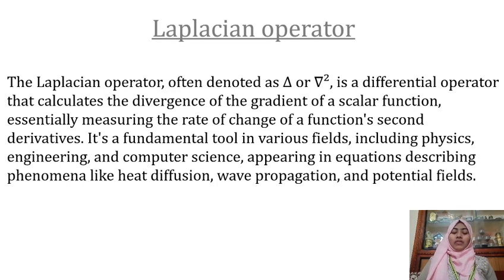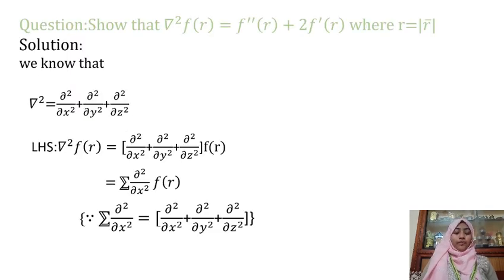With the knowledge of the vector differential operator, I should know what the Laplacian operator is. The Laplacian operator is often denoted as delta or del square. It is a differential operator that calculates the divergence of the gradient of a scalar function, essentially measuring the rate of change of a function's second derivatives. It is also a fundamental tool in various fields, including physics, engineering, and computer science, appearing in the equations describing phenomena like heat diffusion, wave propagation, and potential fields. Okay, now we can solve our problem.